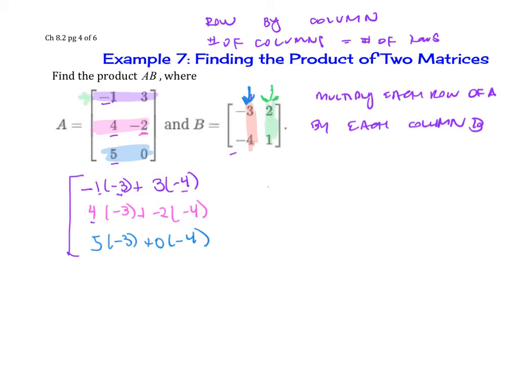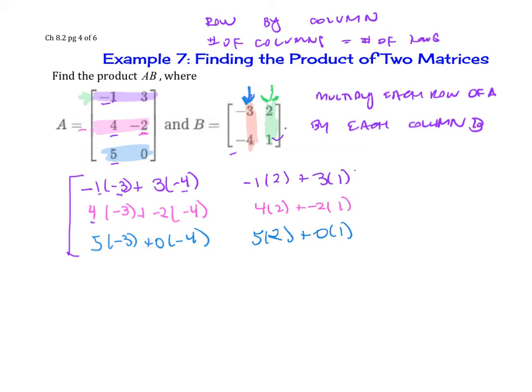So again, we're going to start with this row. So let's go with -1 times 2 this time, plus 3 times 1, and then do the next row. 4 times 2 plus -2 times 1, and then the last one is 5 times 2 plus 0 times 1.